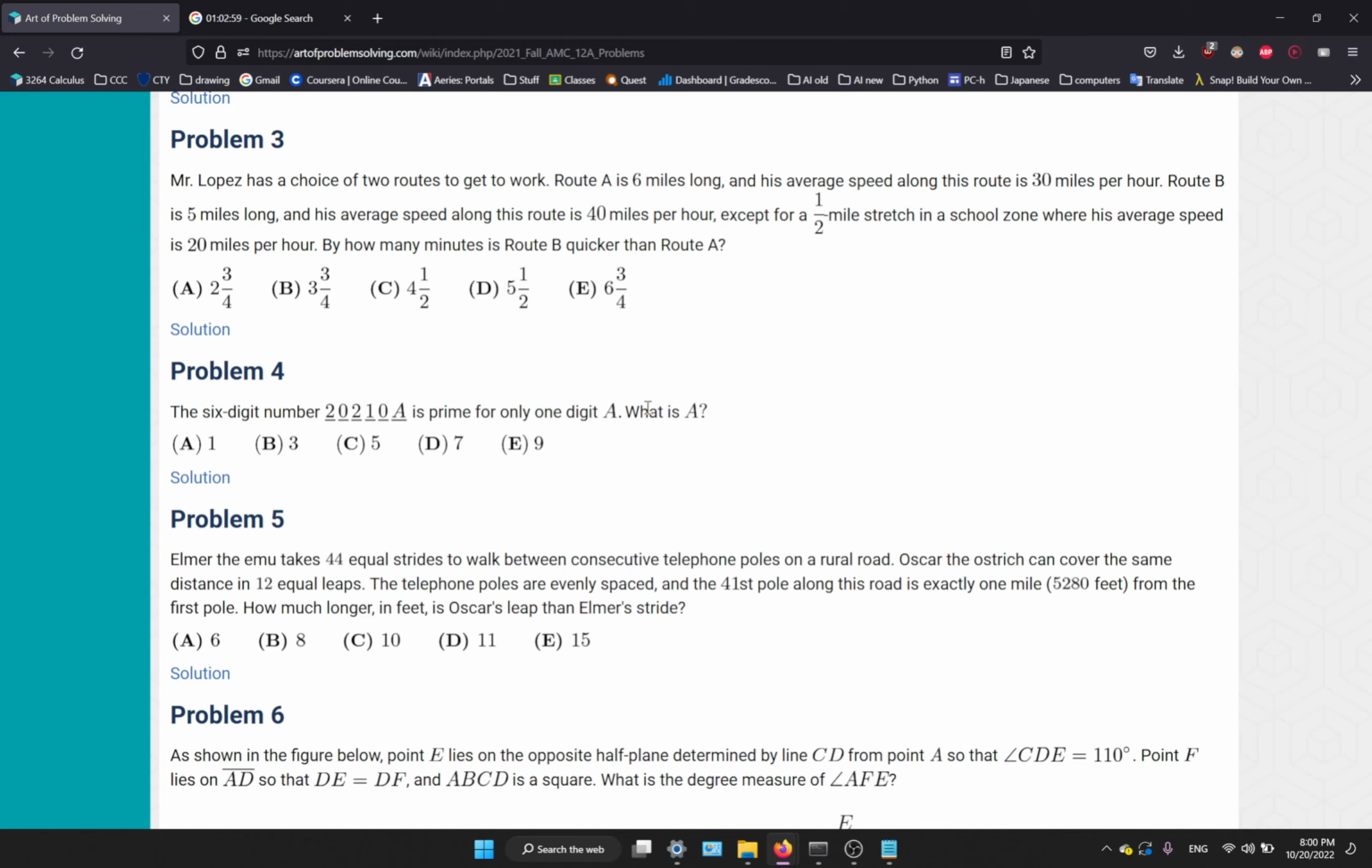What about 5? 2 plus 2 plus 1 plus 5 is 10. But we can't have 5 because that's obviously divisible by 5, so let's cancel that one. How about 7? 2 plus 2 plus 1 plus 7 is 12. That's divisible by 3. And finally we have 9. 2 plus 2 plus 1 plus 9 is 14. So our only options now are A equals 3 or A equals 9. Sadly, those are both answer choices.